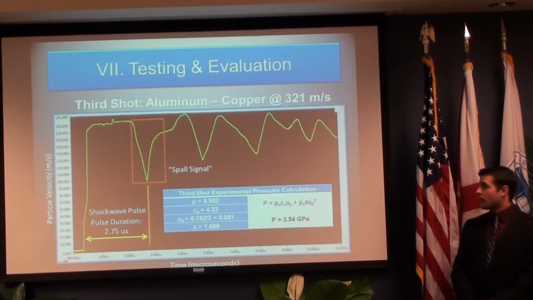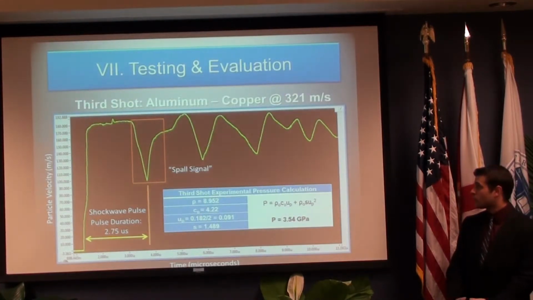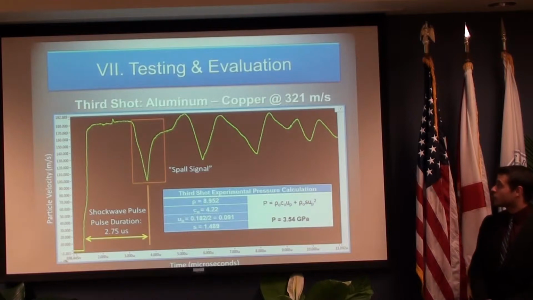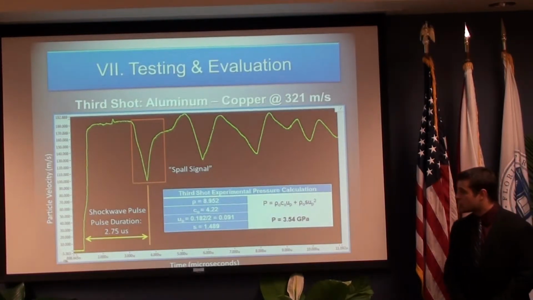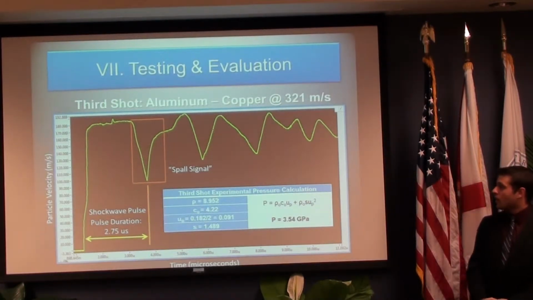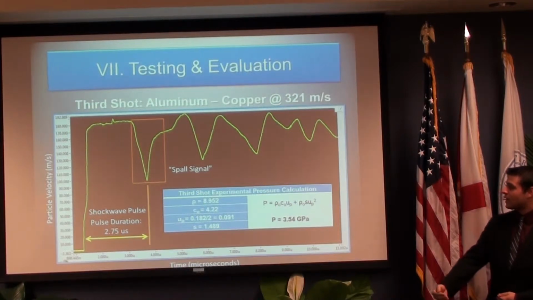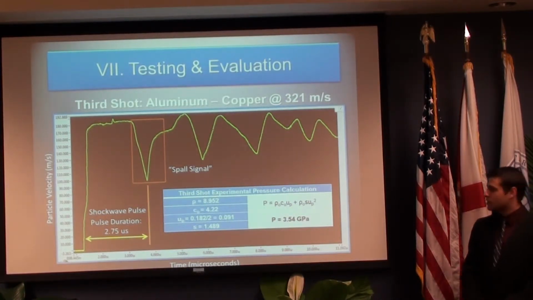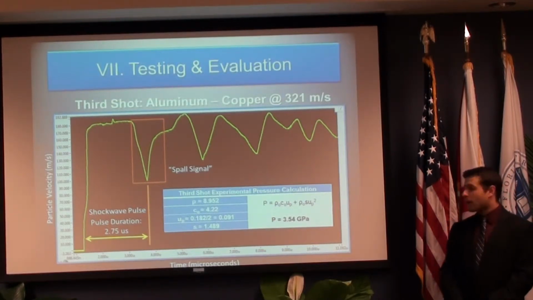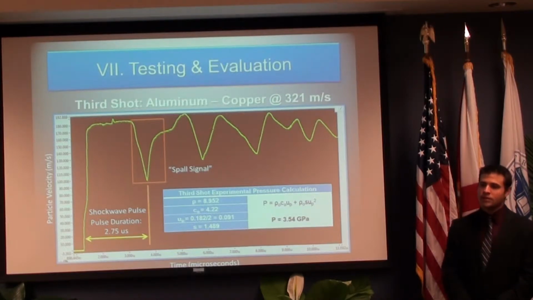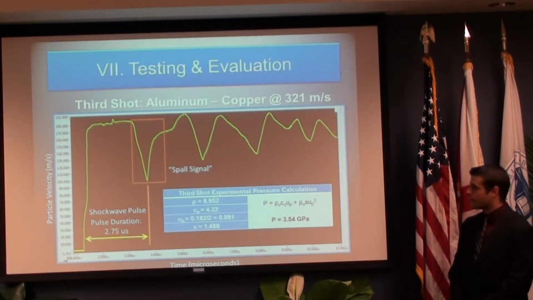For the third shot, where we actually did have our spall, we used aluminum and copper. It was shot at 321 meters per second. As you can see here, our shock wave pulse, followed by a pullback and then a spall signal, shows that we had spall. Our pulse duration was 2.75 microseconds, and our impact pressure was 3.54 gigapascals, much higher than the 2.6 gigapascal maximum spall strength of copper.